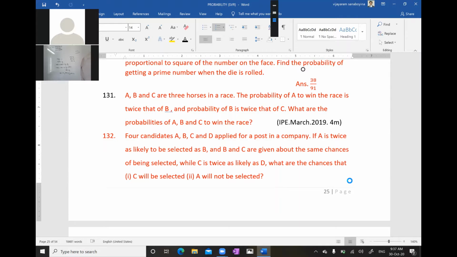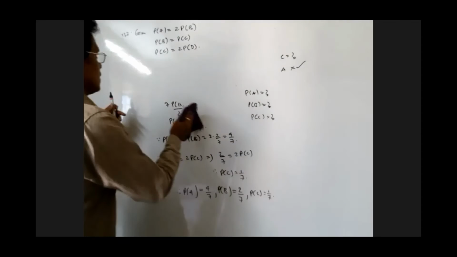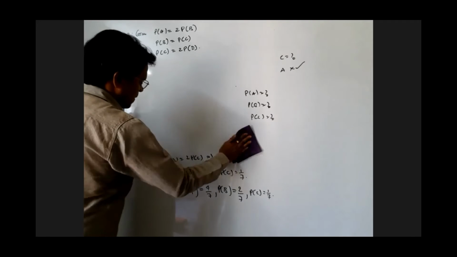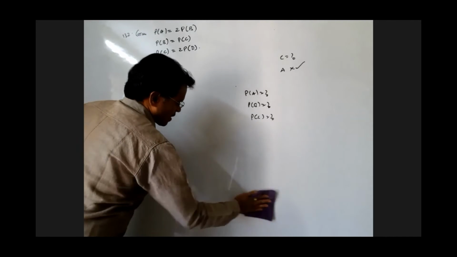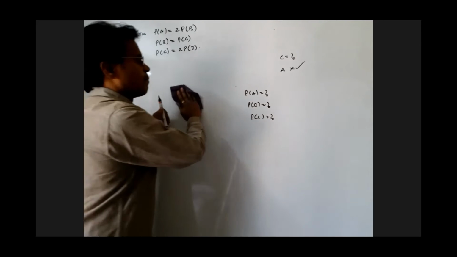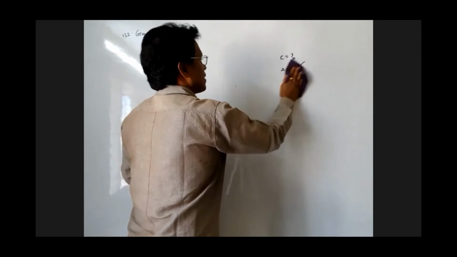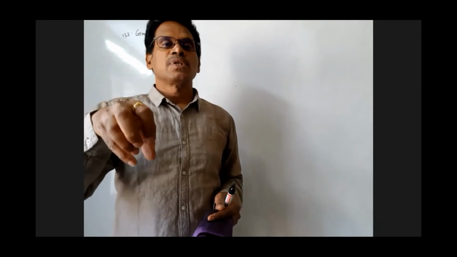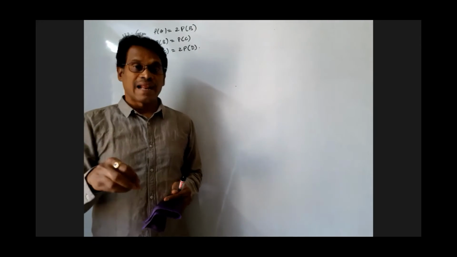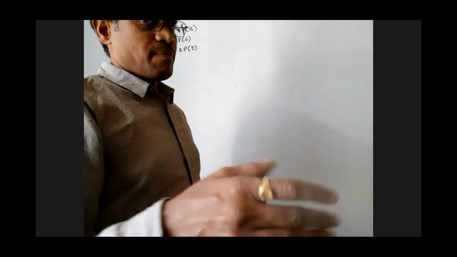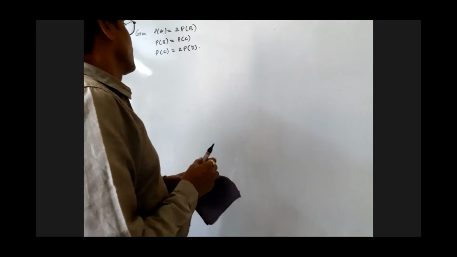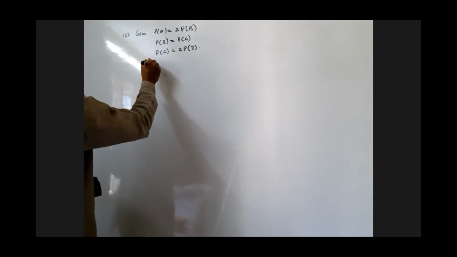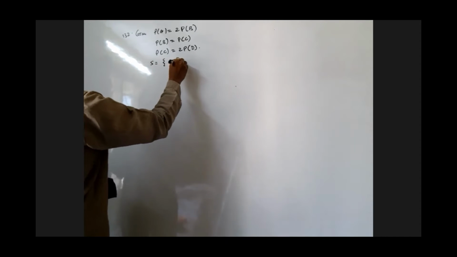Now going into the problem ideas. My dear, here what is the random experiment? It is the event of selection: getting selected for the post in a particular company, selecting a candidate for the particular post in a company. Yes, it is a random experiment here. But the outcomes are not all equally likely, my dears. It is given how many people are competing: only 4 people are competing. The sample space S is A, B, C, D.